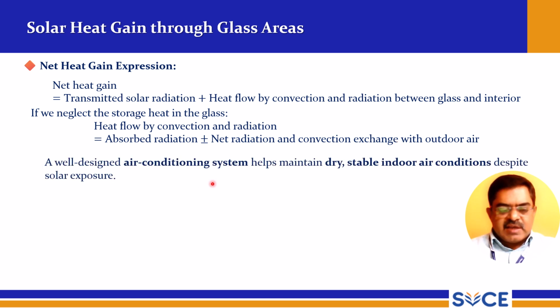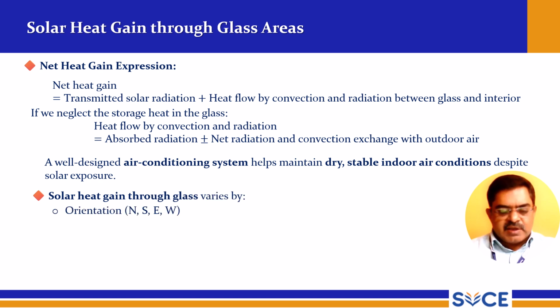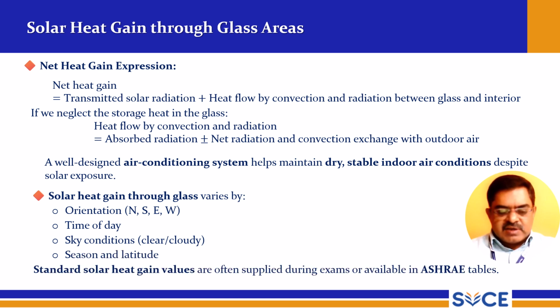A well-designed air conditioning system helps maintain dry, stable indoor air conditions despite solar exposure. Solar heat gain through glass varies by orientation, north, south, east, and west, and time of the day, sky conditions, which may be clear or cloudy, season and latitude. Standard solar heat gain values are often supplied during exams, and are available in ASHRAE tables.